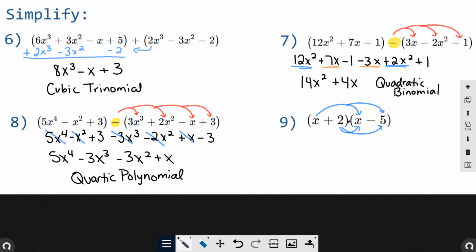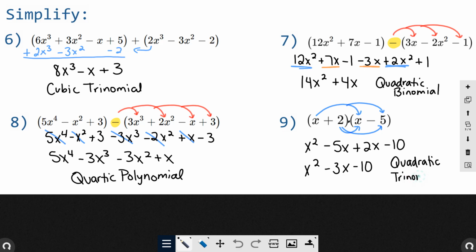So what's x times x? Good. When you multiply, remember you add the exponents. What's x times negative 5? Now distribute the 2. 2 times x. And then 2 times negative 5. And then normally if you have a binomial and a binomial, you have some like terms there in the middle. So our middle term will change to negative 3x. So this is a good quadratic trinomial.